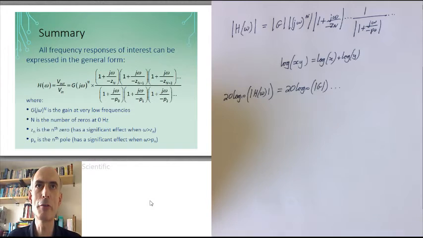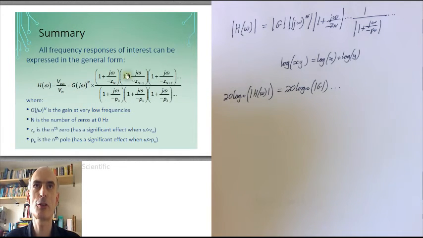So a quick summary of this one. We've expressed this frequency response in terms of this standard form, where G times j omega to the power of n is the gain at very low frequencies, where a low frequency is defined as being a long way below the modulus of any of the zeros or any of these poles, any of the roots of the numerator and the denominator, in other words.